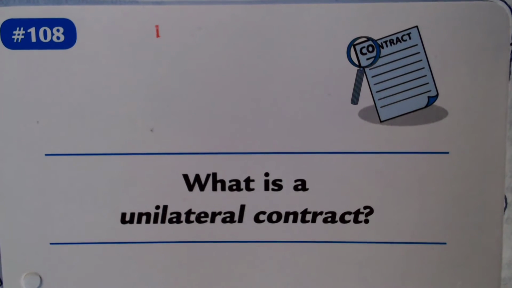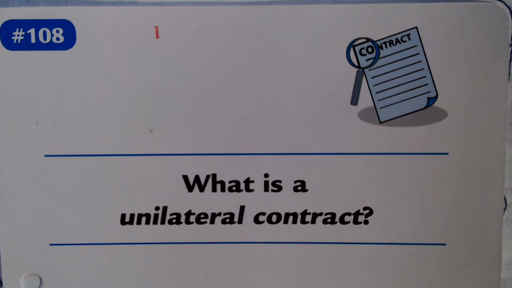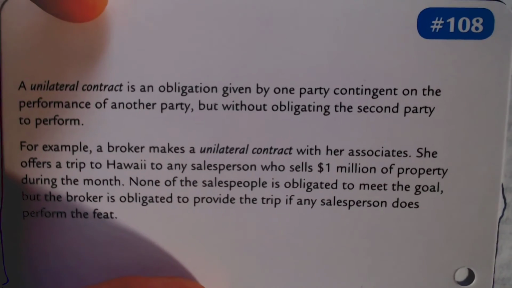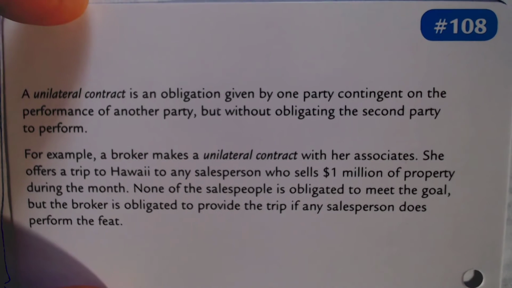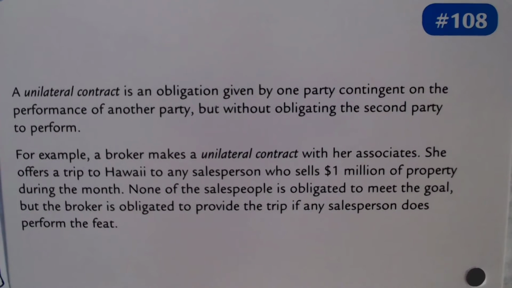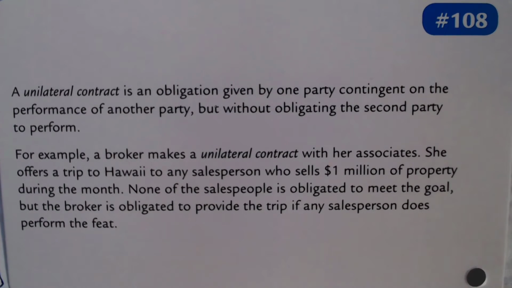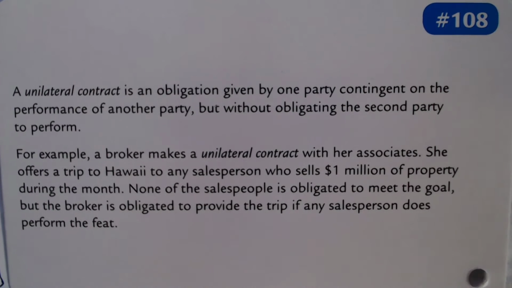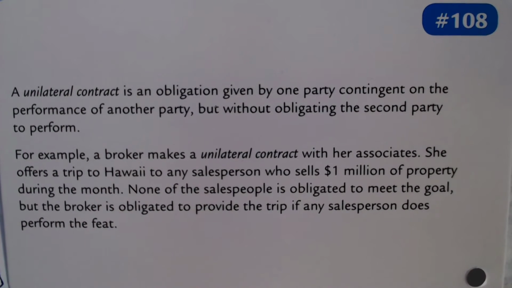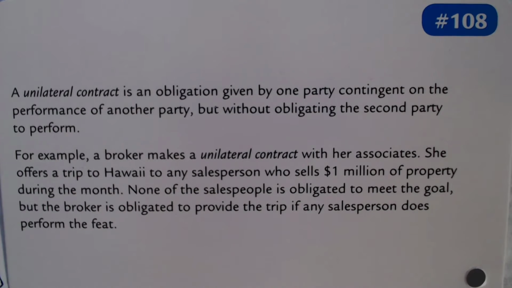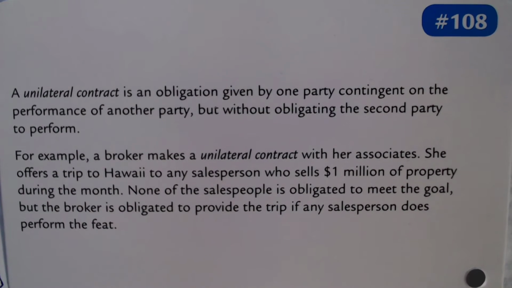What is a unilateral contract? A unilateral contract is an obligation given by one party contingent on the performance of another party, but without obligating the second party to perform.